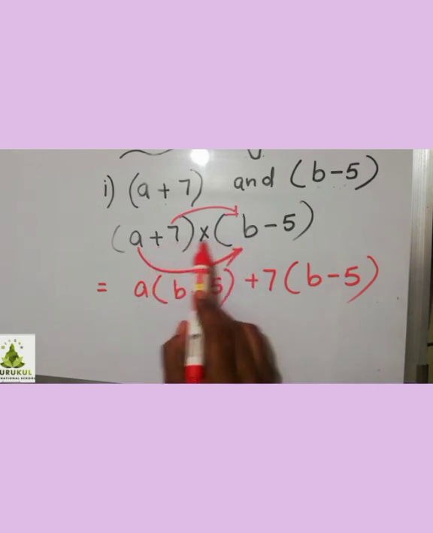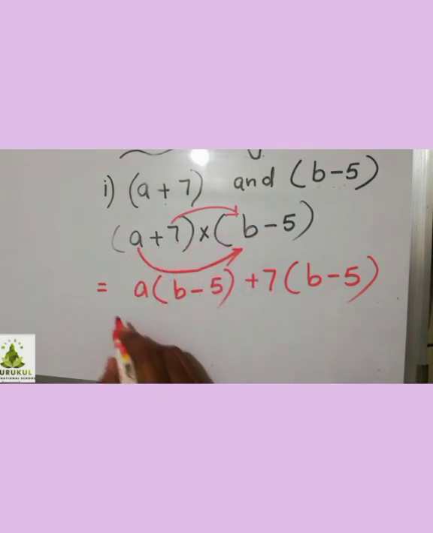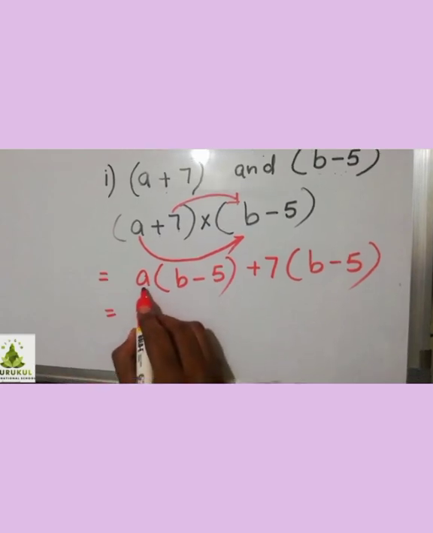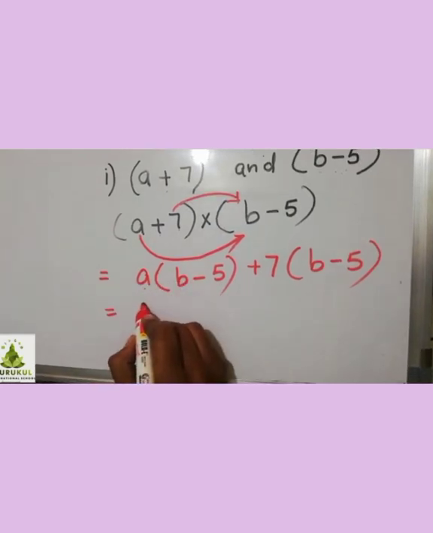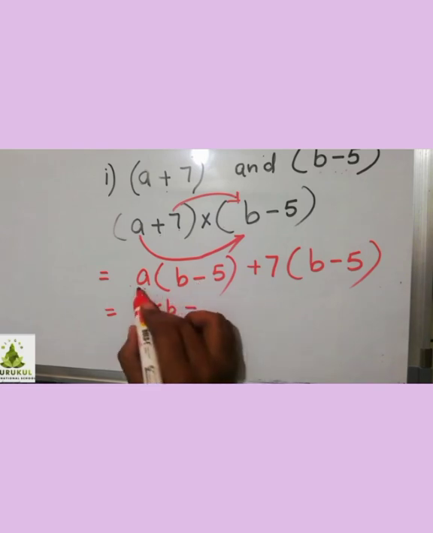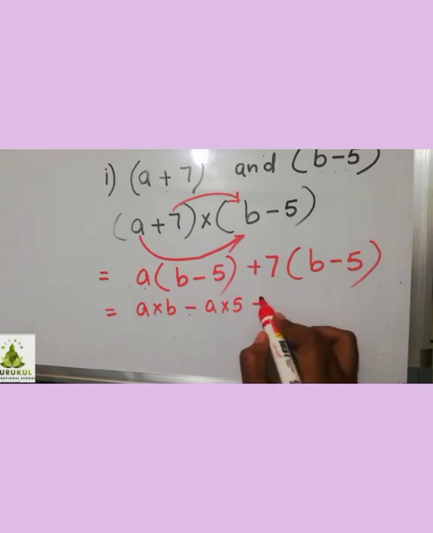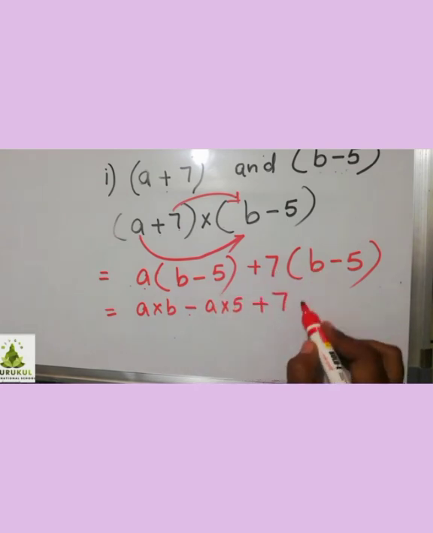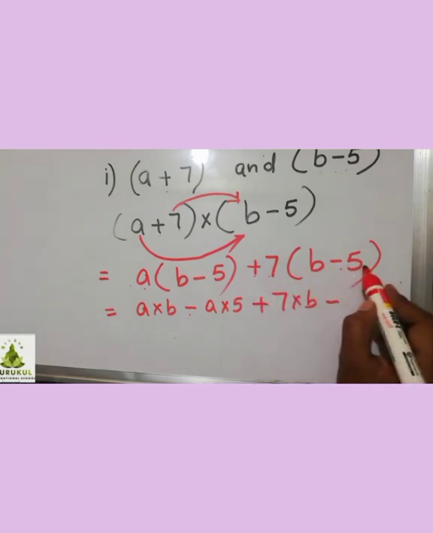How many terms are there? According to that you have to multiply each term with the second expression. Now what is here? Open the bracket. Now you know how to open the bracket. a into b. Open it. a into b. What is here? Minus sign. Plus into minus, minus. a into 5 is here. Is it clear to you? Now here what is there? Plus 7 into b. Now plus into minus, minus 7 into 5.